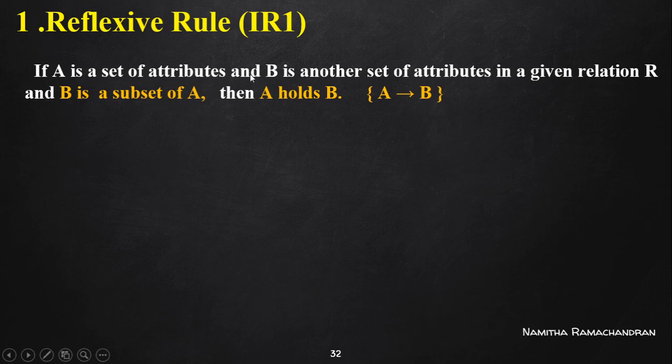If A is a set of attributes and B is another set of attributes in a given relation R, consider 2 sets of attributes in that relation R, a set A and another set B. And one more condition: if B is a subset of A, then this functional dependency holds. That means A derives B if B is a subset of A.